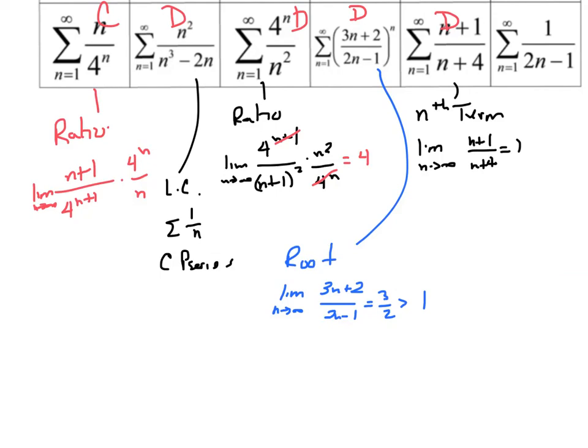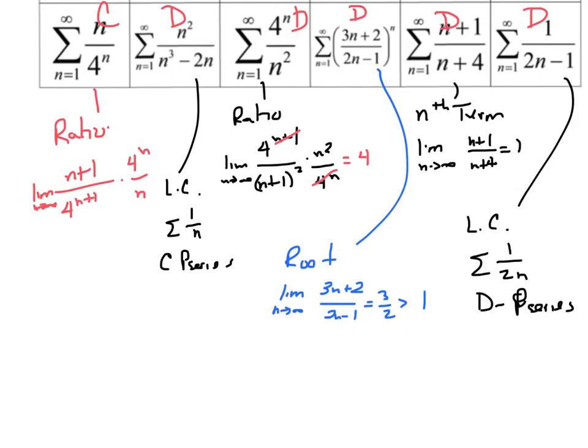Last one, I would think limit comparison. Okay, and it's because it's just a number over a polynomial. My comparison limit, 1 over 2n, which is a divergent p-series. And you do the comparison, and it would diverge.